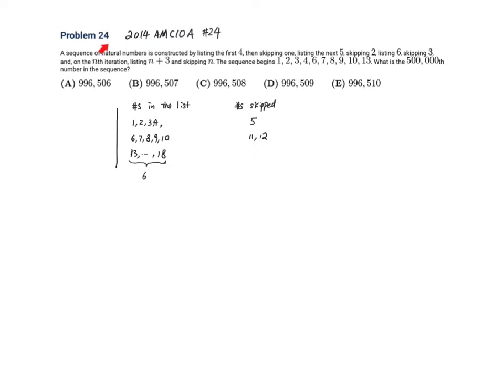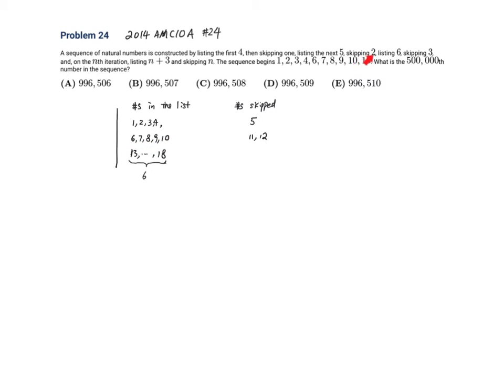This is 2014 AMC 10A number 24. In this problem, here's what we are going to construct. We are going to list the natural numbers. Like the first one, we're going to list the first 4 numbers and then skip 1. So here 1, 2, 3, 4, and then we're going to skip 5. And in the list, we are going to continue to list the next 5 numbers. Like 5 is skipped. The next 5 numbers are 6, 7, 8, 9, 10.